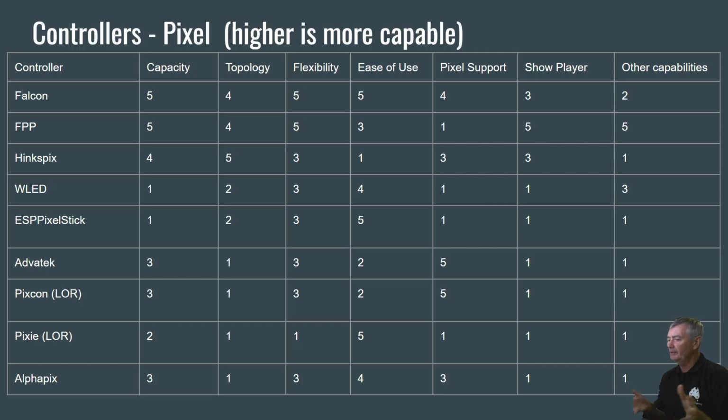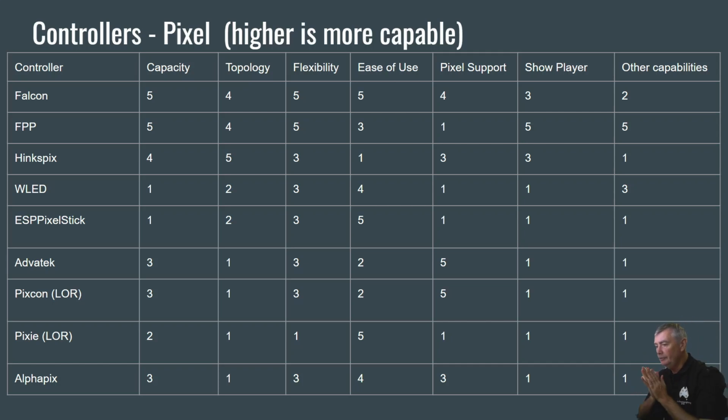On the flexibility front, the Falcons and the FPPs get extra points because of the support of virtual strings, and this enables you to even have different color orders of pixels within the same connected string of lights, which is not possible on most of the other controllers. I gave the least number of points here to the Pixies, because at the end of the day, you really have very limited ability to configure those at all. You just plug them in and they are what they are.